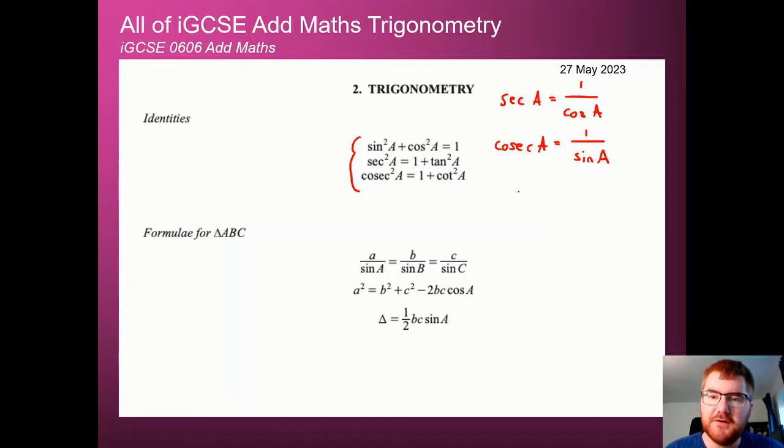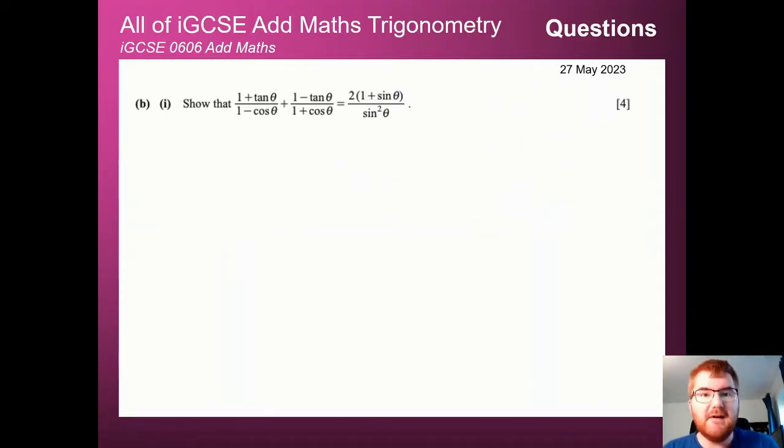And then we have cot, so don't forget that our cotangent is equal to 1 over tan A. But you can also write this, of course, as cos A over sine A. These are generally very, very useful as we go through these questions. All right, let's get started.